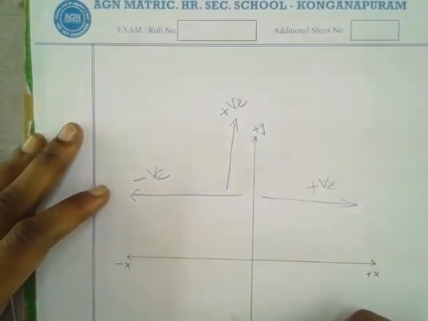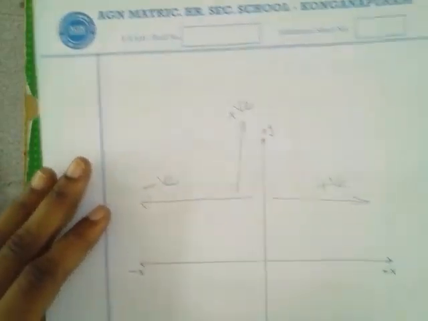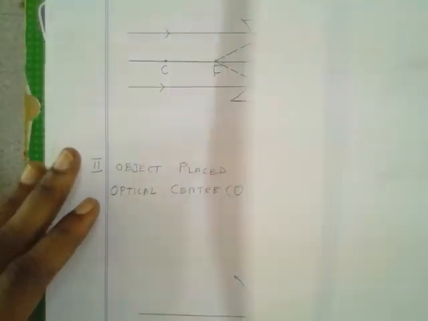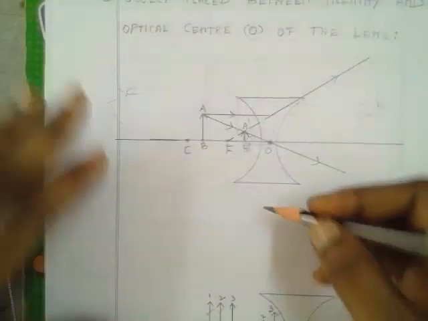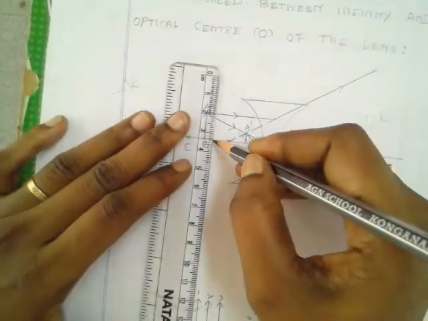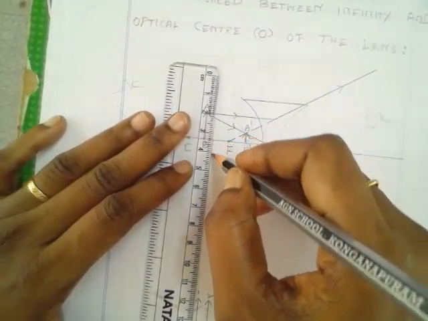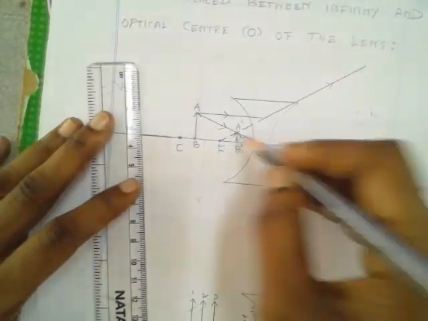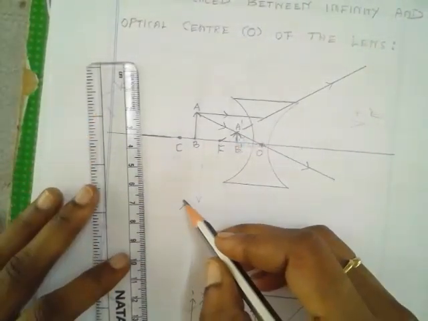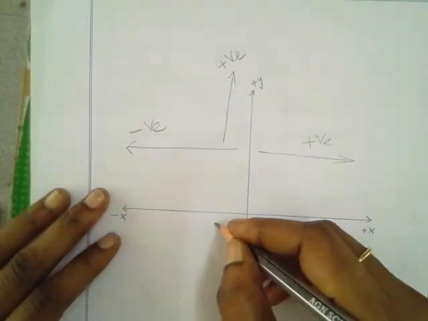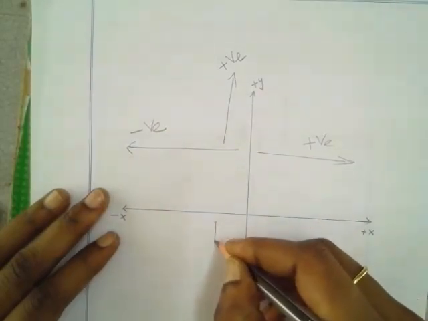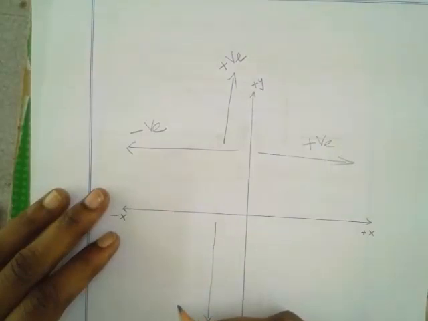And one more thing, the distance measured downward and perpendicular to the principal axis is taken as negative. That means the distance measured downward and perpendicular to the principal axis is considered negative. Here, the distance measured along the minus y means the value will be negative.